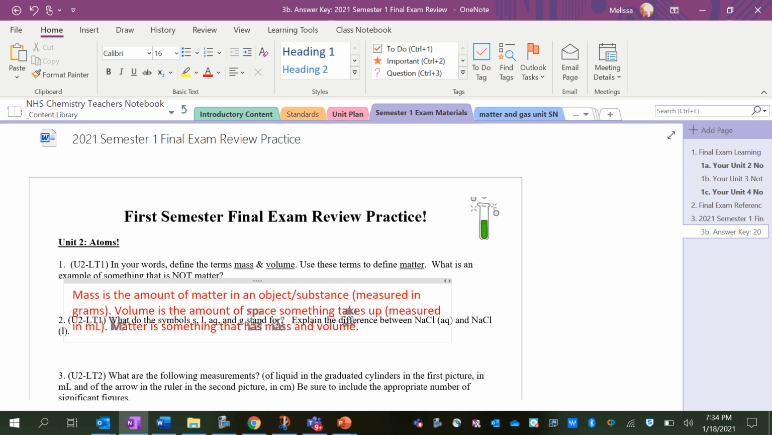So a lot of times people think that air molecules are not matter just because you can't see them. But air molecules do have mass and they do take up space. Something that's not matter, light and energy, are not matter.